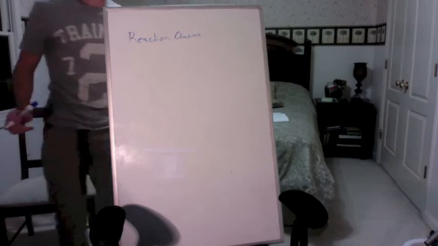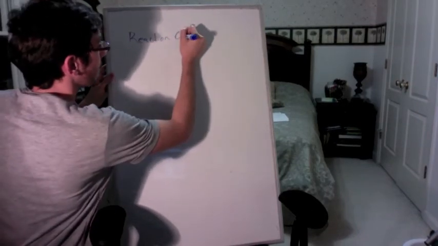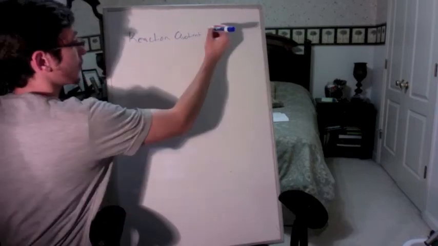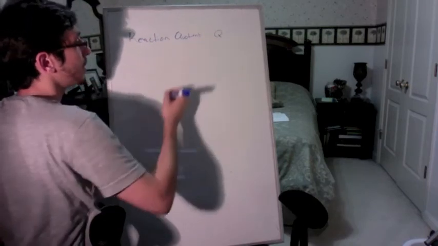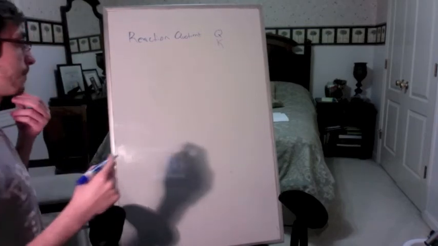Reaction quotient. I might be spelling quotient wrong, I apologize in advance. Okay. Reaction quotient we're going to denote with Q. Equilibrium constant is K.